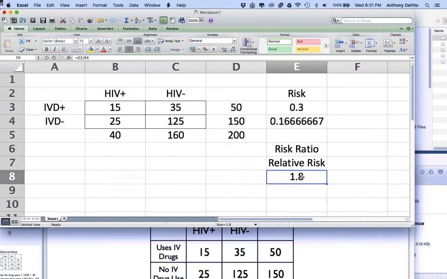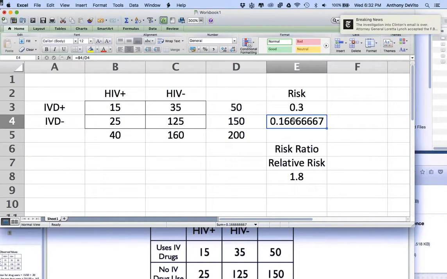What would we expect that number to be if there was no association between IV drug use and HIV? Well, we would expect the same rate of risk for IV drug users as for non-IV drug users. So this might be 0.2 and this might be 0.2. You'd expect it to be 1, right? If there's no association, we would expect this risk ratio to be 1. You would expect the risk for IV drug users equal to the risk for non-IV drug users.